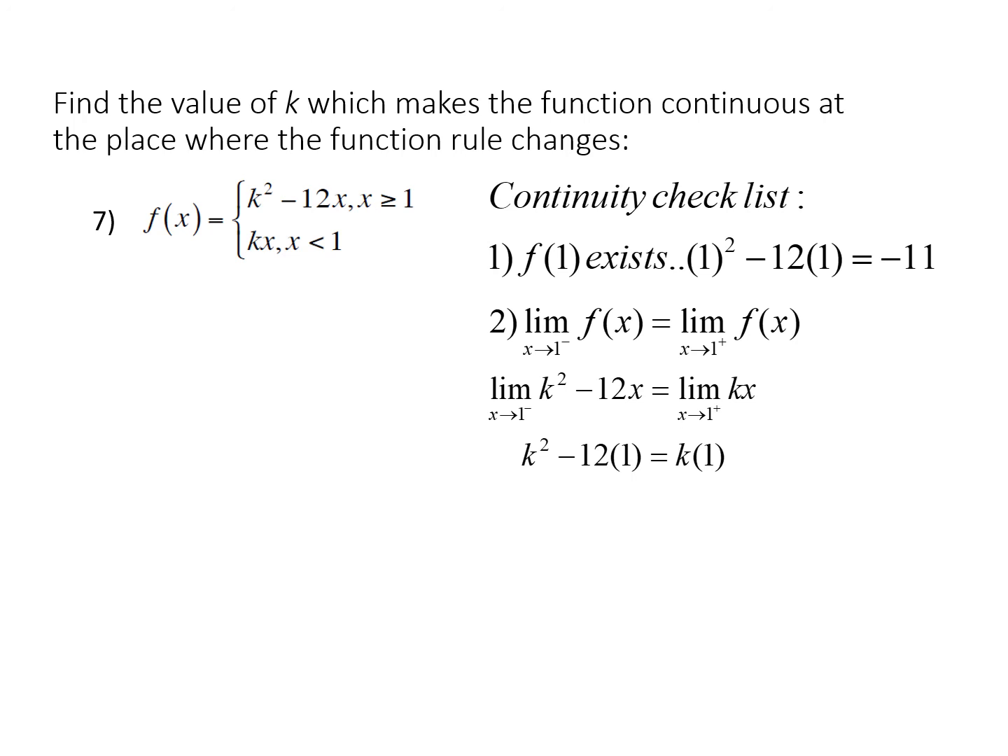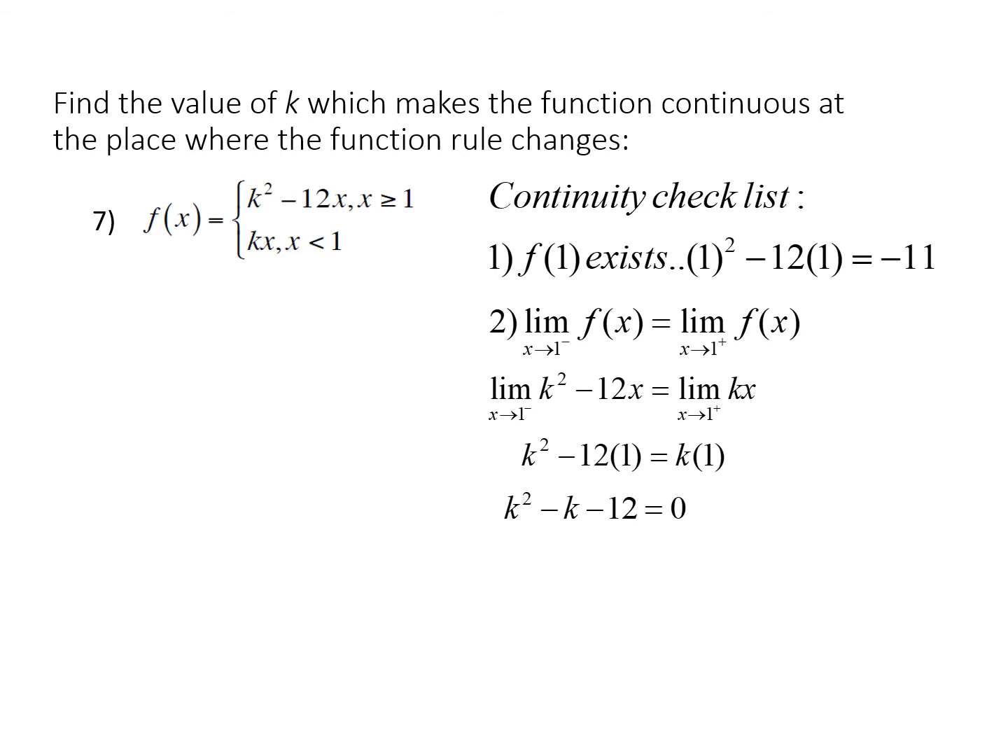So here we know that we need to have the function exist at 1, so we're going to substitute in 1, but then we need to set the branches equal to each other. So I'll get k squared minus 12 times 1 equals k times 1. Be very careful that you don't substitute in 1 for the k value. That's what we're trying to solve for. But we can evaluate the function at 1 and make sure that the left-sided and right-sided limits are equal. So it's going to be a quadratic that we're going to solve.